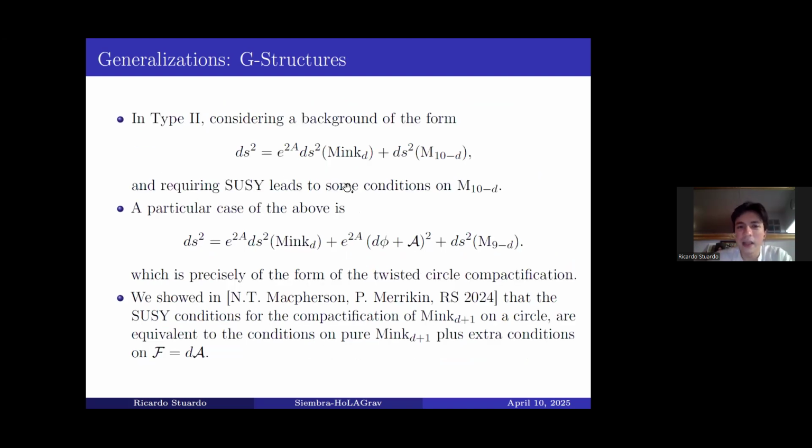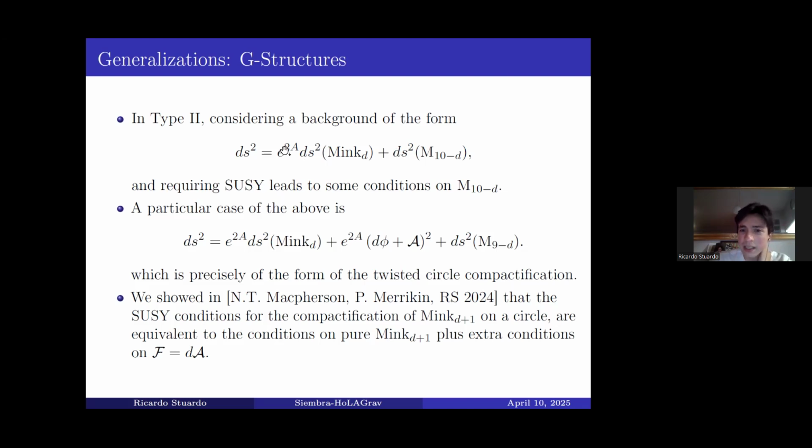So the idea that we have is the following. In type II supergravity in 10 dimensions, you can consider a background of this form: Minkowski D and then some internal coordinates. When you impose that this background is supersymmetric, it imposes some geometric conditions on the internal manifold. This is what this G structure procedure is. I'm not telling you what it is, but it's what it does instead.